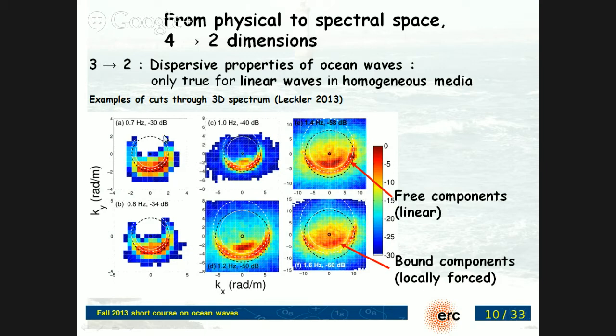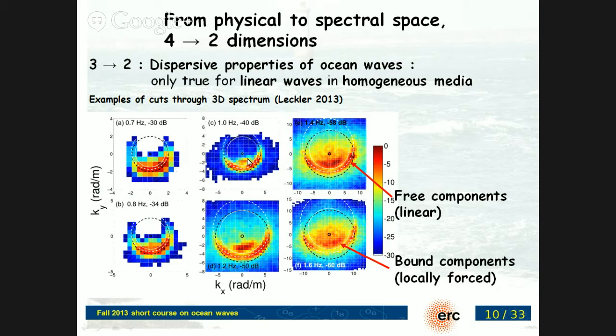So the circle, the dot-dashed circle here will be the dispersion relation from linear waves, which is omega squared equal dk times the hyperbolic tangent of kd. So in deep water, it's omega squared equal dk. All right, and so we verify that actually the data is around the dispersion relation.